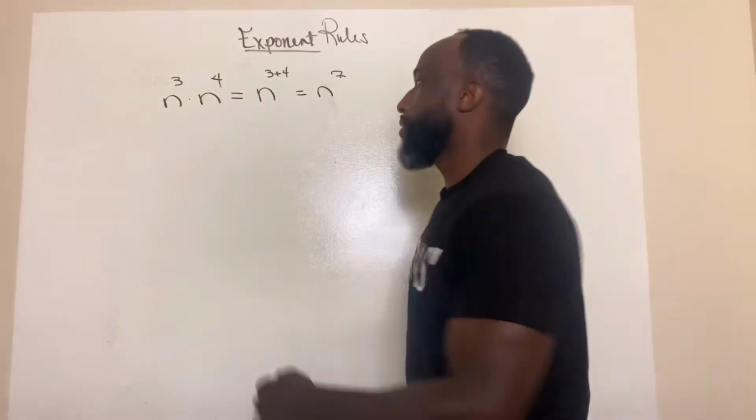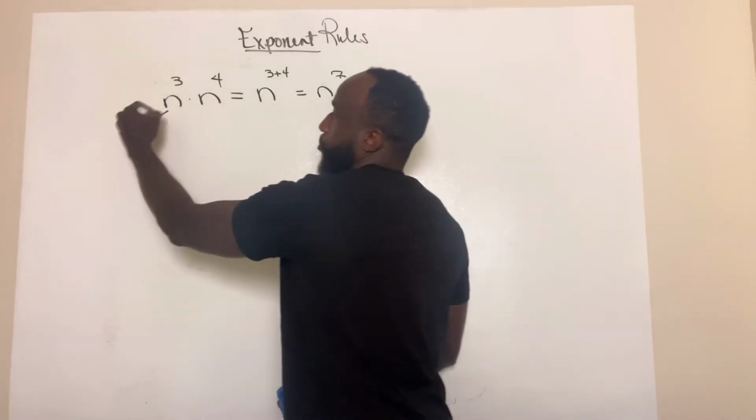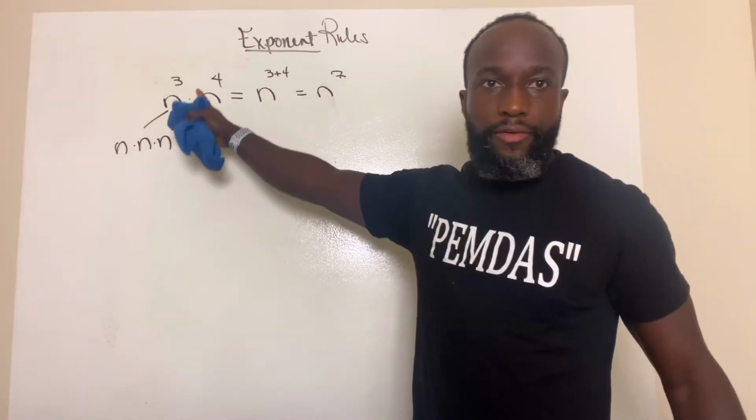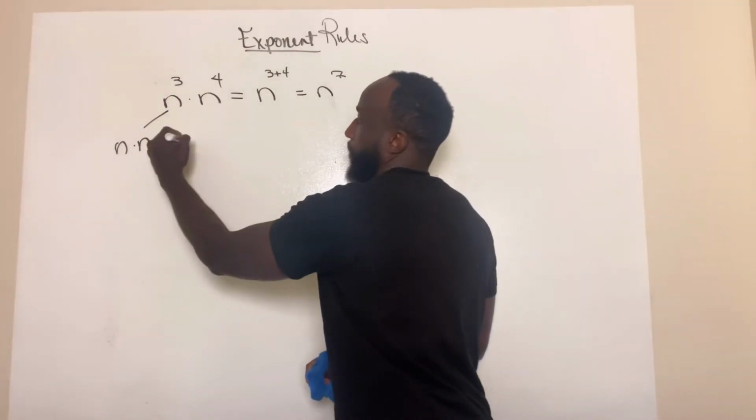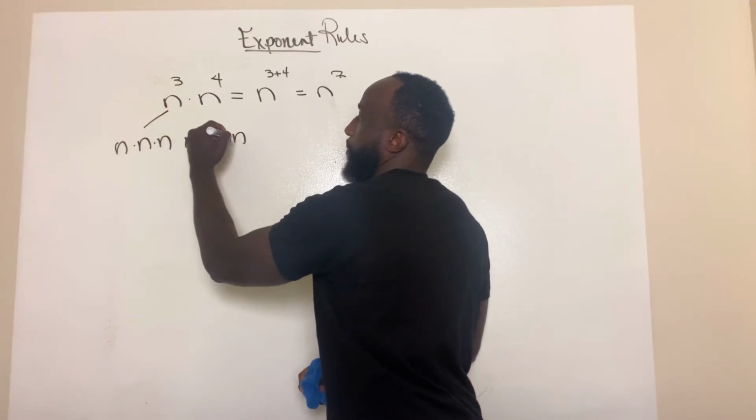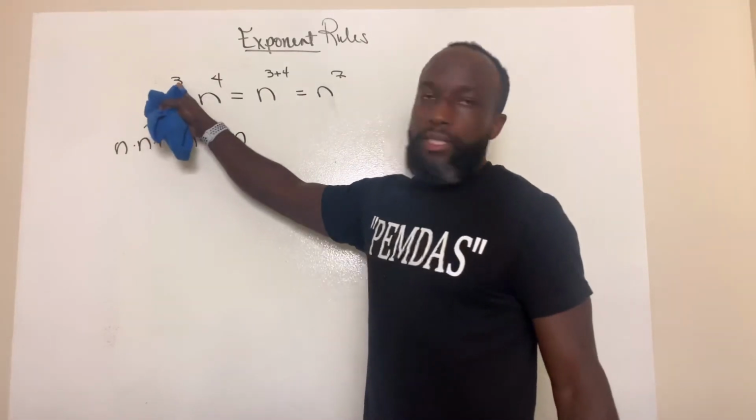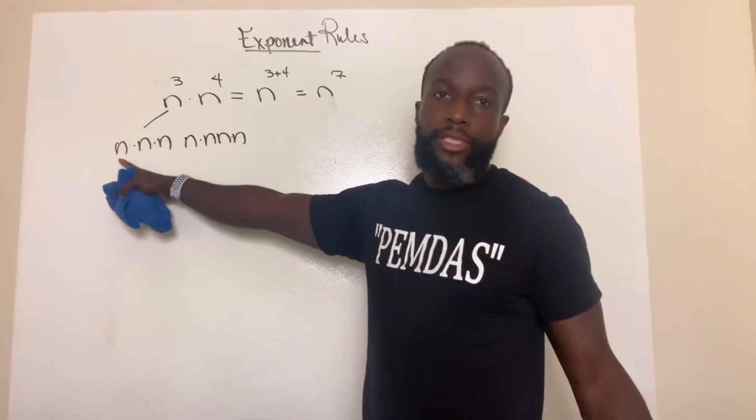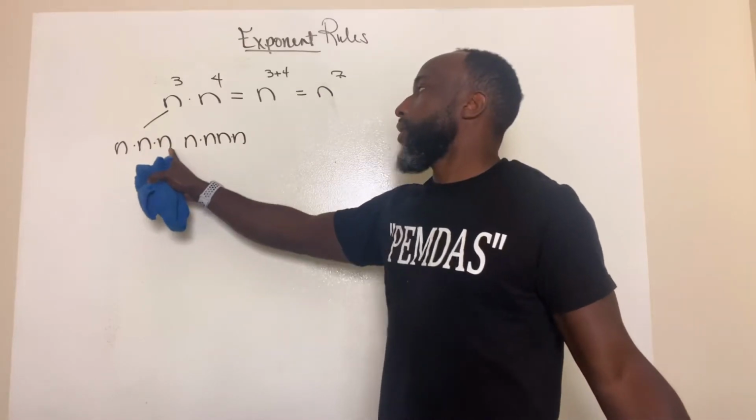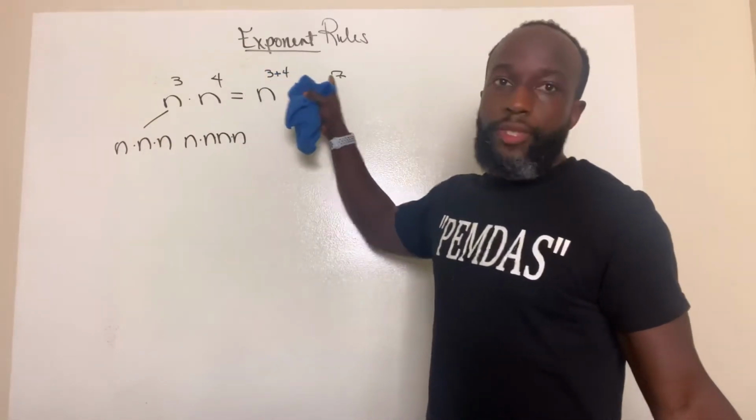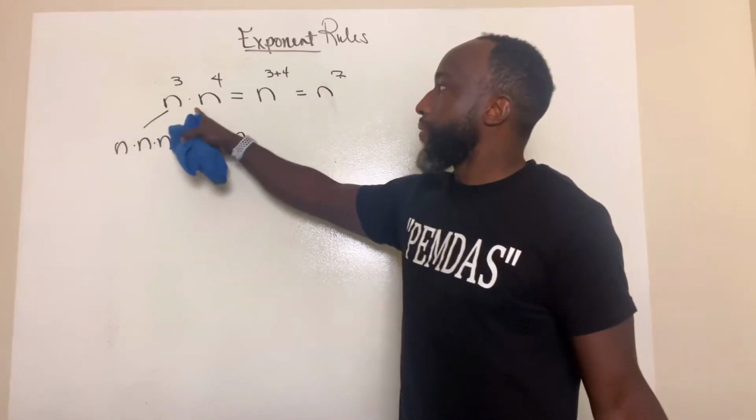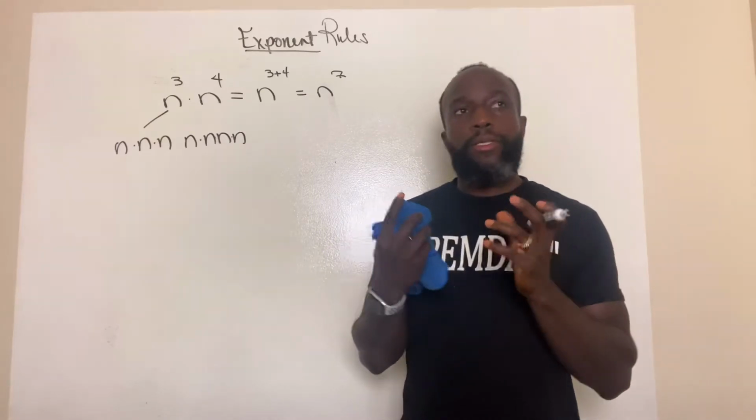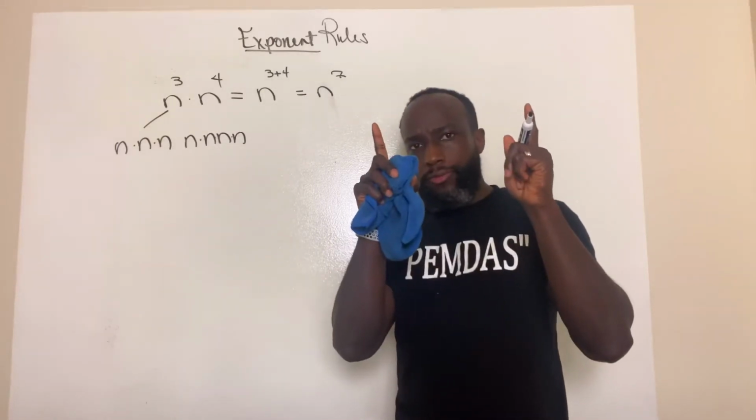If I was to expand this so you understand, n to the 3rd is n times n times n. Remember, the exponent tells you the base is multiplied by itself that many times. And n to the 4th is n times n times n times n. So n to the 3rd times n to the 4th is 3 n's and 4 n's. Essentially you count how many n's you got: 1, 2, 3, 4, 5, 6, 7. 3 plus 4 is 7. So this is what happens when you multiply variables raised to a power.